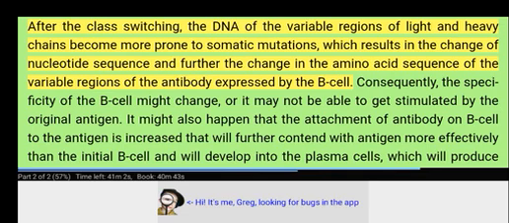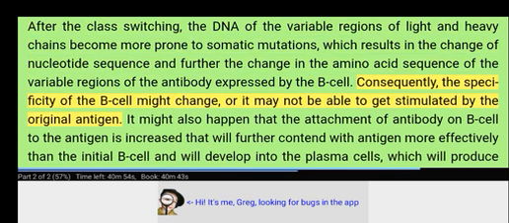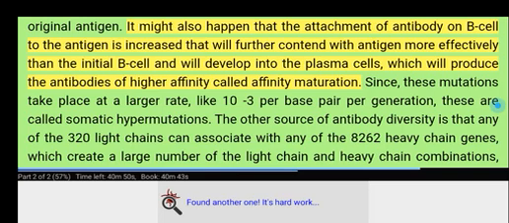After the class switching, the DNA of the variable regions of light and heavy chains becomes more prone to somatic mutations, which result in a change of nucleotide sequence and further a change in the amino acid sequence of the variable regions of the antibody expressed by the B cell. Consequently, the specificity of the B cell might change, or it may not be able to get stimulated by the original antigen. It might also happen that the attachment of the antibody on the B cell to the antigen is increased, which will contend with antigen more effectively than the initial B cell and will develop into plasma cells, which will produce antibodies of higher affinity, called affinity maturation.